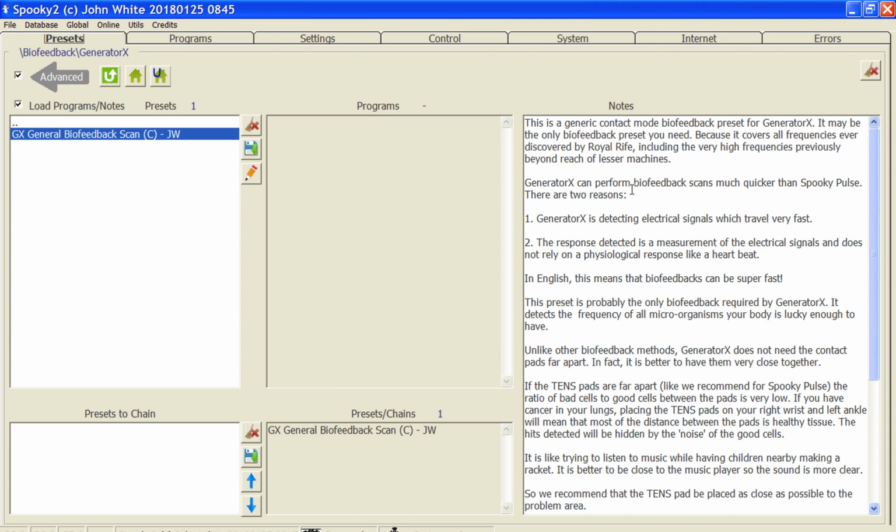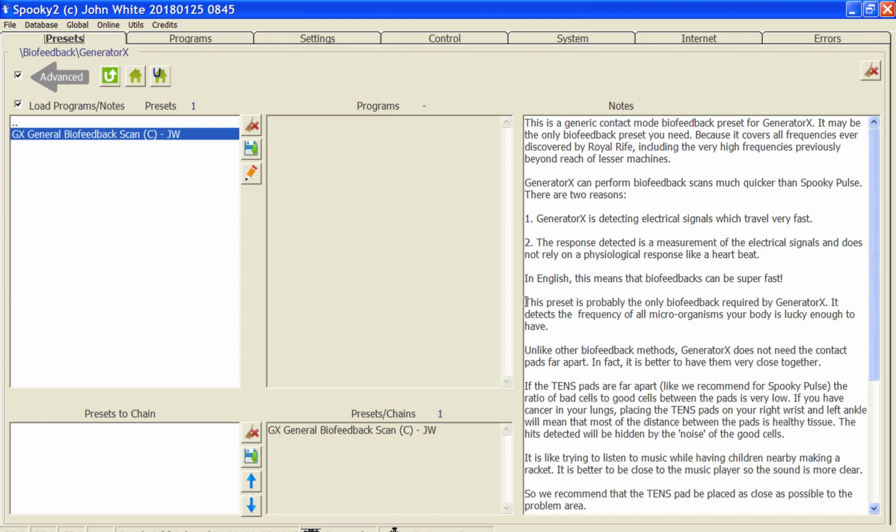Now, explaining this further, Spooky Pulse relies on monitoring the heartbeat of your body as a frequency scan is taking place. When a hit is detected, generally your heart rate will go up. And so there's a bit of a delay between when the frequencies are applied to your body and your body feeling the effects of the frequency and giving its physiological response. But Generator X is different than this. It measures the physical response of the electrical signal. Generator X puts a signal into your body and it measures how that signal changes according to the frequency, rather than how your body responds to that frequency. And so the signal change is almost instantaneous. We don't need to rely on a very slow biofeedback mechanism to detect hits. Generator X is much faster.